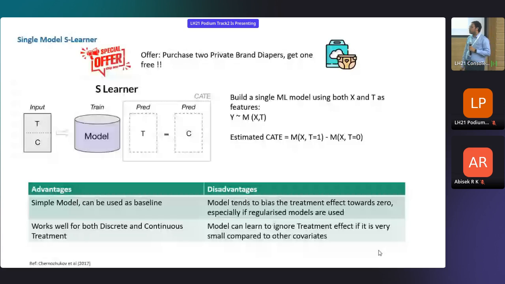Now we'll quickly go through some of the other meta-learner techniques. So single model, the S-learner, is a very simple baseline model where we use a simple model with treatment as another feature, and we just substitute the values and find the difference to estimate the gate. While it's very simple and works well for both discrete and continuous treatments, the disadvantages are that it can often bias the treatment effect towards zero, especially if we are using regularization, and also the model can learn to ignore the treatment effect if there are other more influential covariates present.